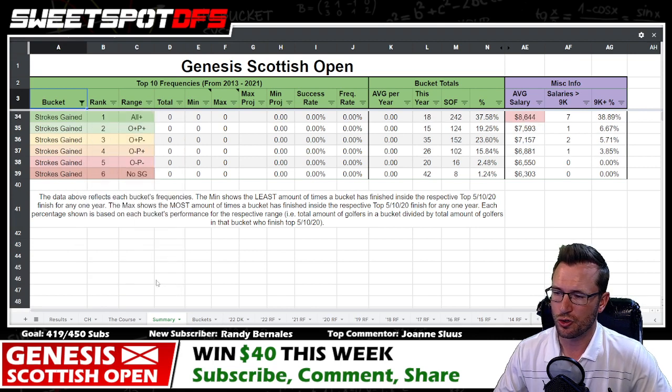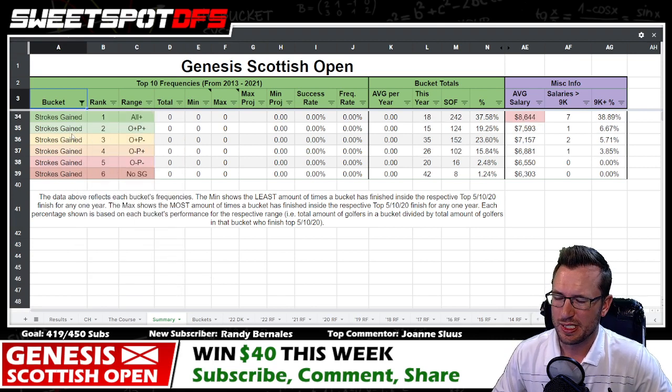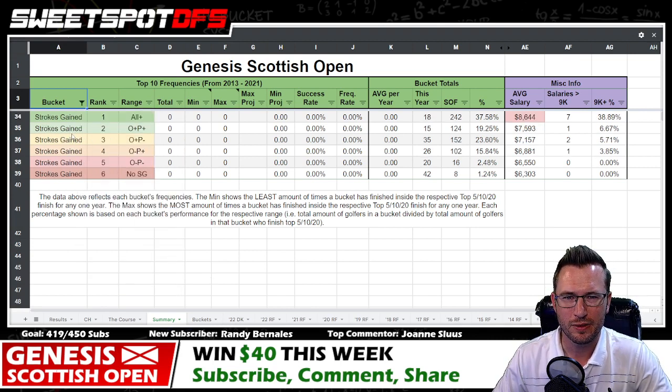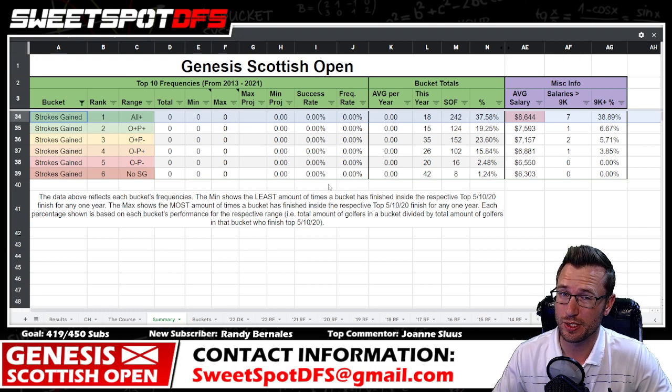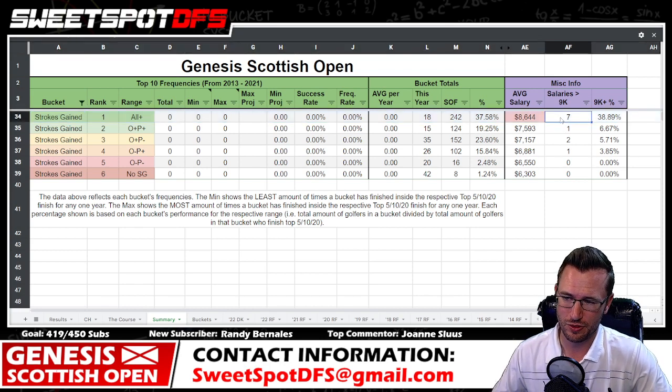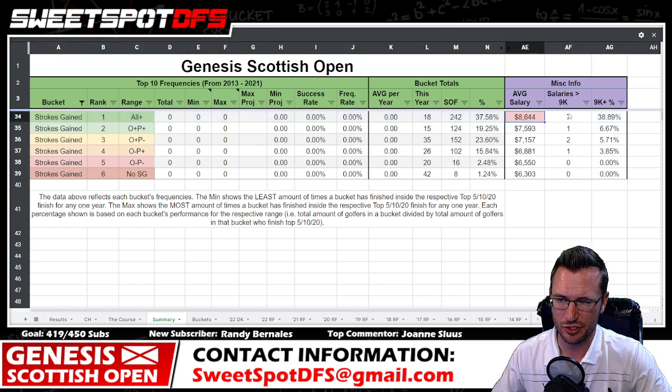And then when it comes to strokes gained stats, this has been so hit and miss over the last few weeks. We have 18 golfers in that strokes gained 1. I'm thinking we're going to see 2 to 4 golfers inside the top 10, just because this is a high quality bucket. 7 golfers are in the 9K range and above, and that means that average salary is $8,600.